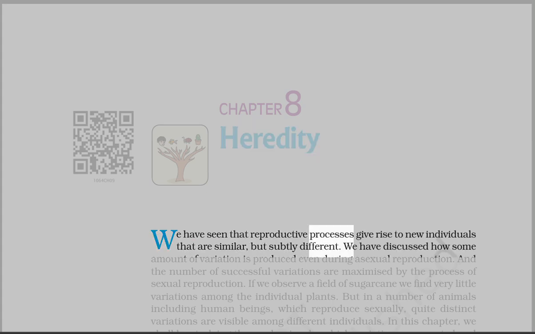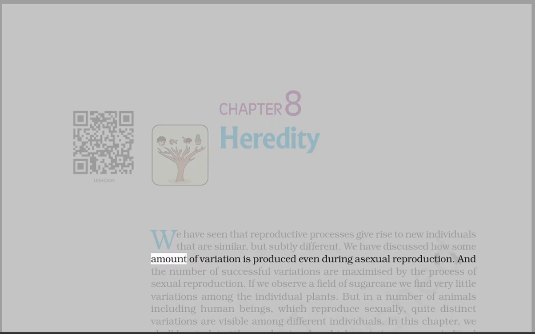We have seen that reproductive processes give rise to new individuals that are similar, but subtly different. We have discussed how some amount of variation is produced even during asexual reproduction, and the number of successful variations are maximized by the process of sexual reproduction.